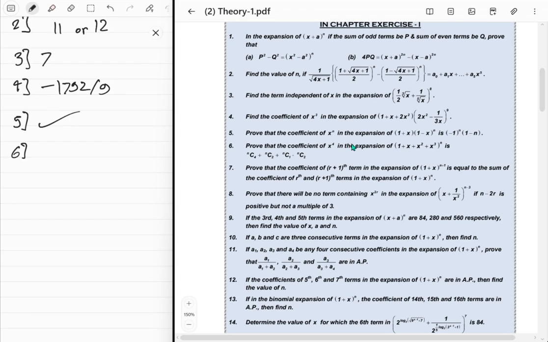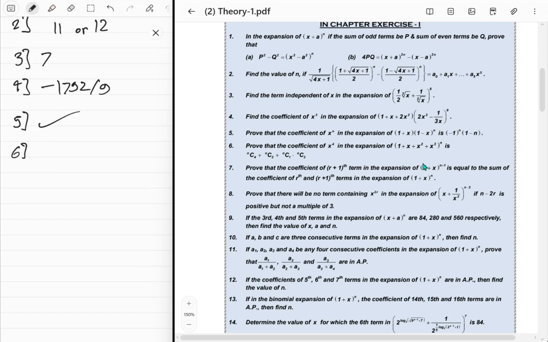So the sixth: prove that the coefficient of x power 4 in the expansion of this whole thing is this: nC4 plus nC2 plus nC1 times nC2. You know, there's another better way of doing it by writing it as x power 4 minus 1 upon all that. That's the better way of doing it. But okay, let's do it the normal way. So you want the x power 4 coefficient. So clearly x cubed should not have squares on it or something.